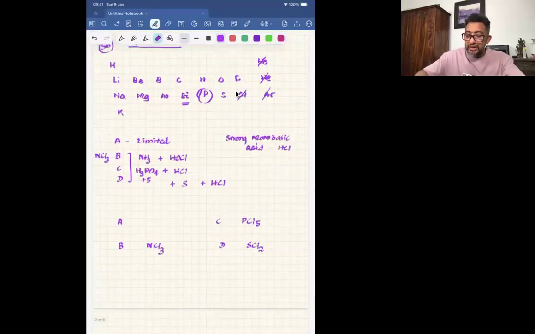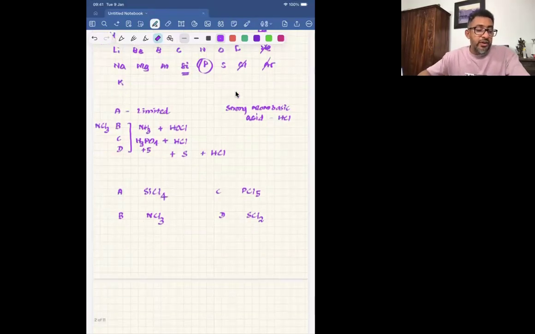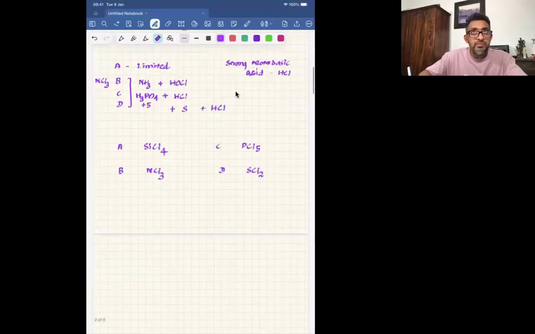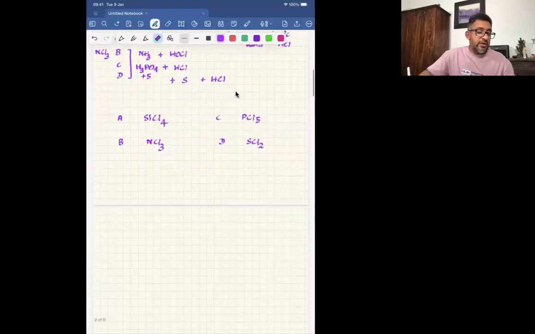Now, lithium chloride doesn't undergo hydrolysis. Beryllium chloride, boron chloride, CCl4 don't undergo hydrolysis. Magnesium chloride doesn't undergo hydrolysis. AlCl3 gives you aluminum hydroxide. Silicon gives you SiO2, so this one should be SiCl4, I think. But I wonder why it says limited. A limited amount of water, and B, C, D react with the excess amount of water. With a limited amount of water, silicon dioxide can form H2SiO3. I think these are the ones.